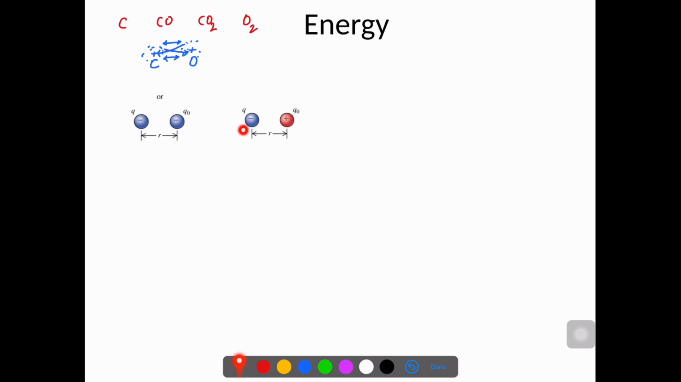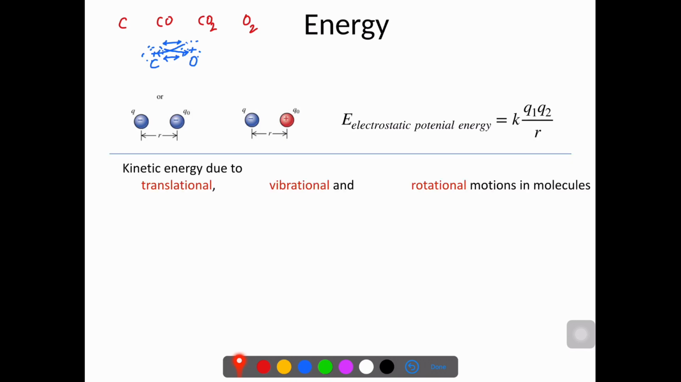interactions between charges. And to calculate the potential energy between two charges, you can use Coulomb's law. The electrostatic potential energy between any two charges is given by Coulomb's constant times the charges Q1 and Q2 divided by the distance of separation. And since different substances have different bond distances, since the arrangement of atoms is different, different substances have different potential energies. Now, there is also kinetic energy within a substance.